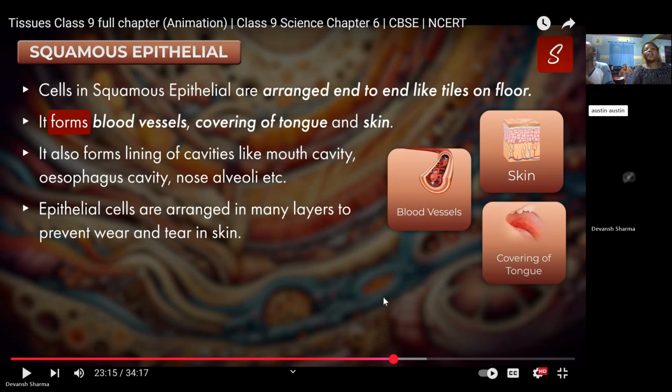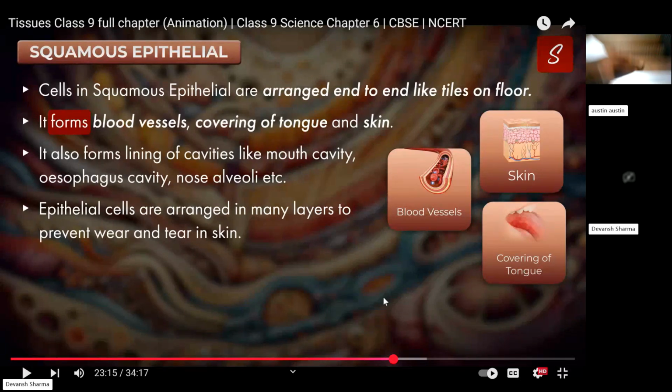Is the alveoli also the air sac? In our biology class, in respiration, they said another name for the alveoli is air sac. Yes, alveoli is a sac-like structure.